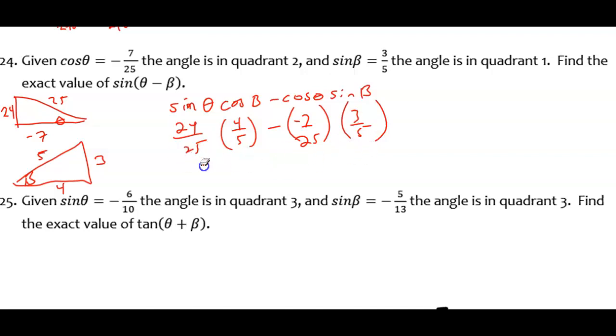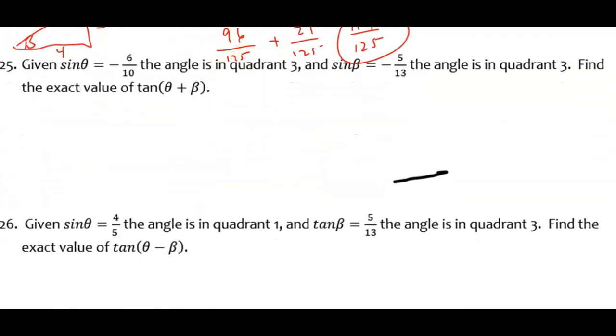So we got 24 times 4, that's 96 over 125. This is going to be a positive 21 over 125. That's going to give me 117 over 125, like that. Yeah, 117.